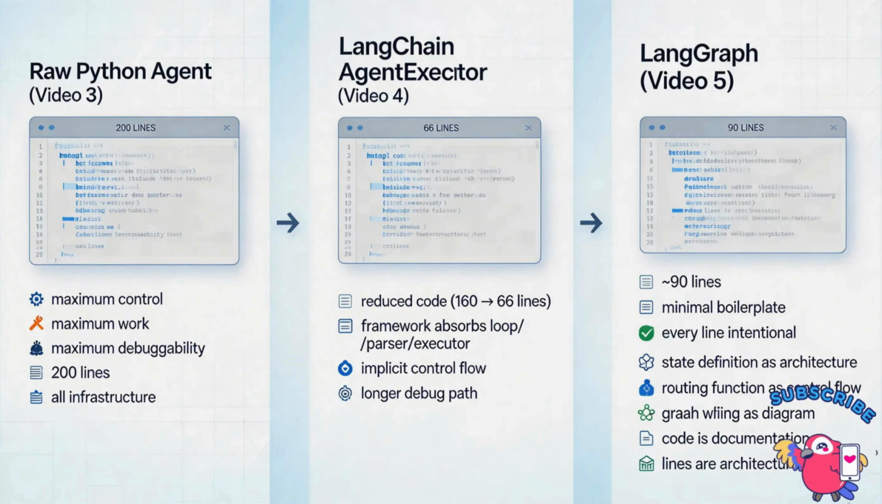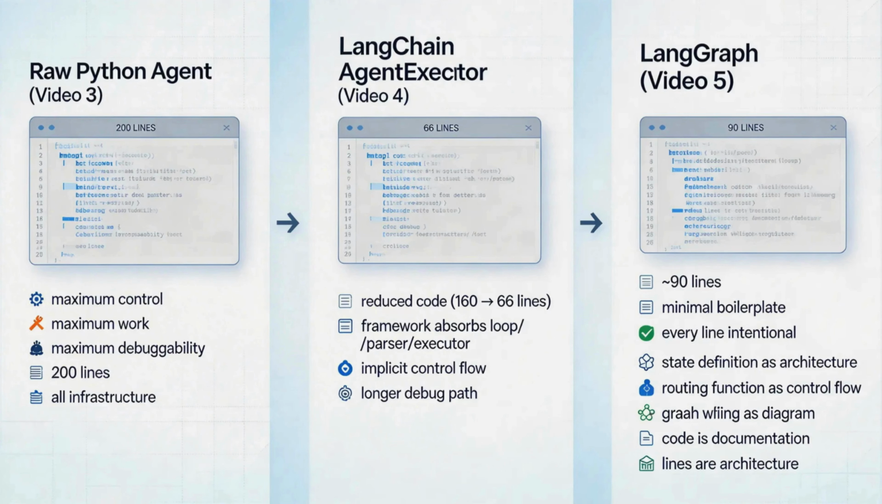Video 4 was 60-70 lines of code with AgentExecutor. The framework absorbed the parser, executor, and the loop. We got a cleaner file but a longer debug path, an implicit loop, and a state we couldn't read mid-run. Video 5, which is this one, is about 90 lines of code, almost none of which is boilerplate.